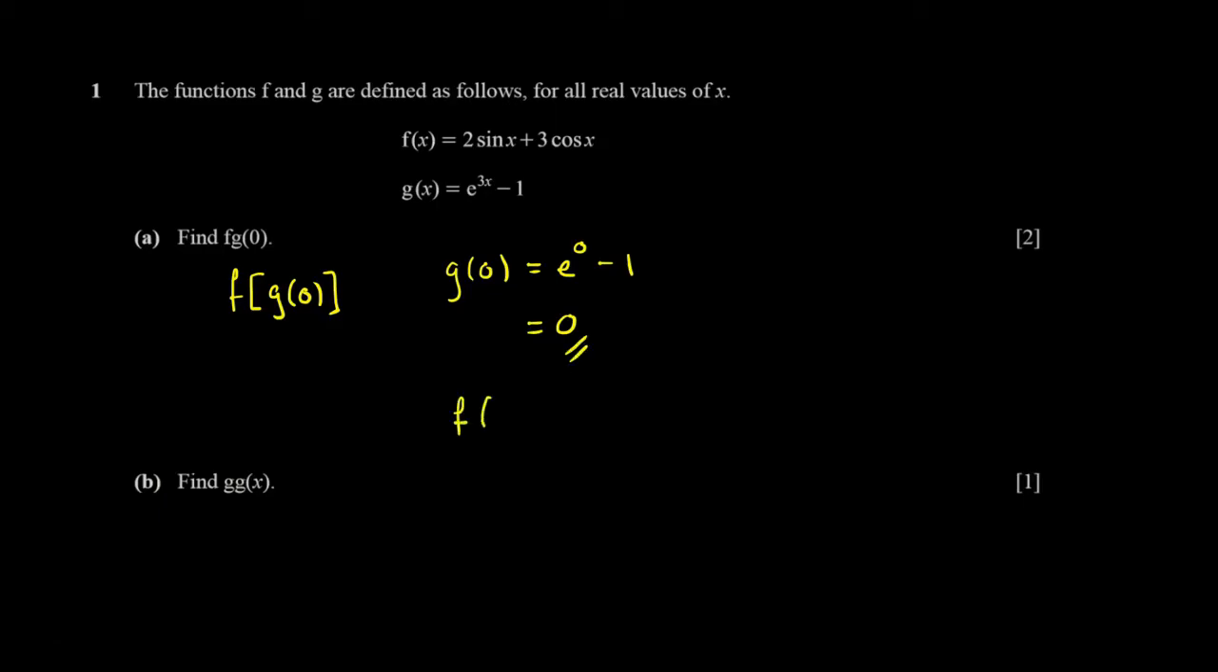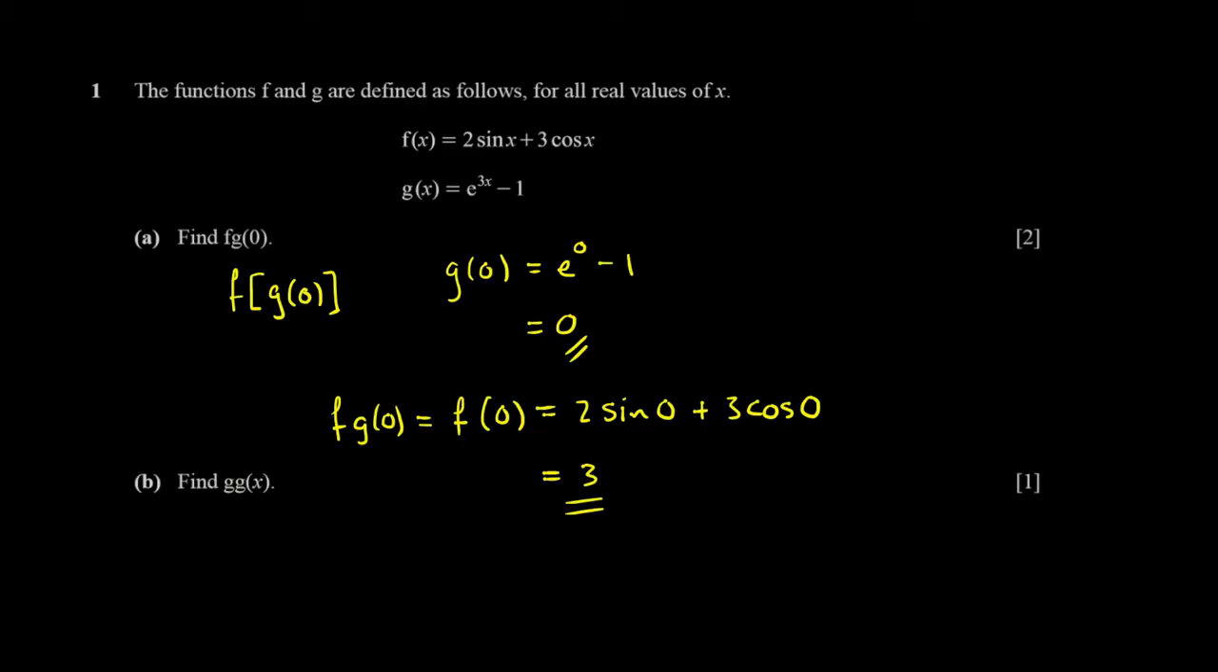So f(0) is then equal to 2 sin 0 + 3 cos 0. And sin 0 is 0 and cos 0 is 1. So we've got 0 + 3. Okay, so we can write that fg(0) is equal to 3.